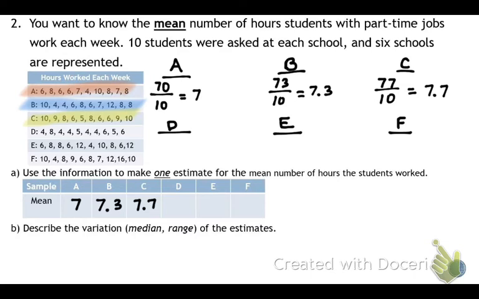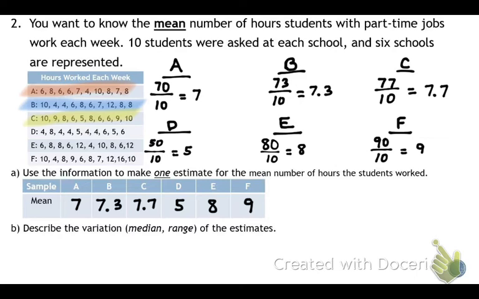Now I want you guys to focus on schools D, E, and F. It's going to be done exactly like we did A, B, and C. So take a couple minutes and do that part on your own. All right, let's see what we got. On problem D, when you added them together, what'd they get? 50 divided by 10, which equals? 5, very good. E, 80 divided by 10 equals 8. And finally, F. All right, very good. So we have figured out the mean number of hours per school.